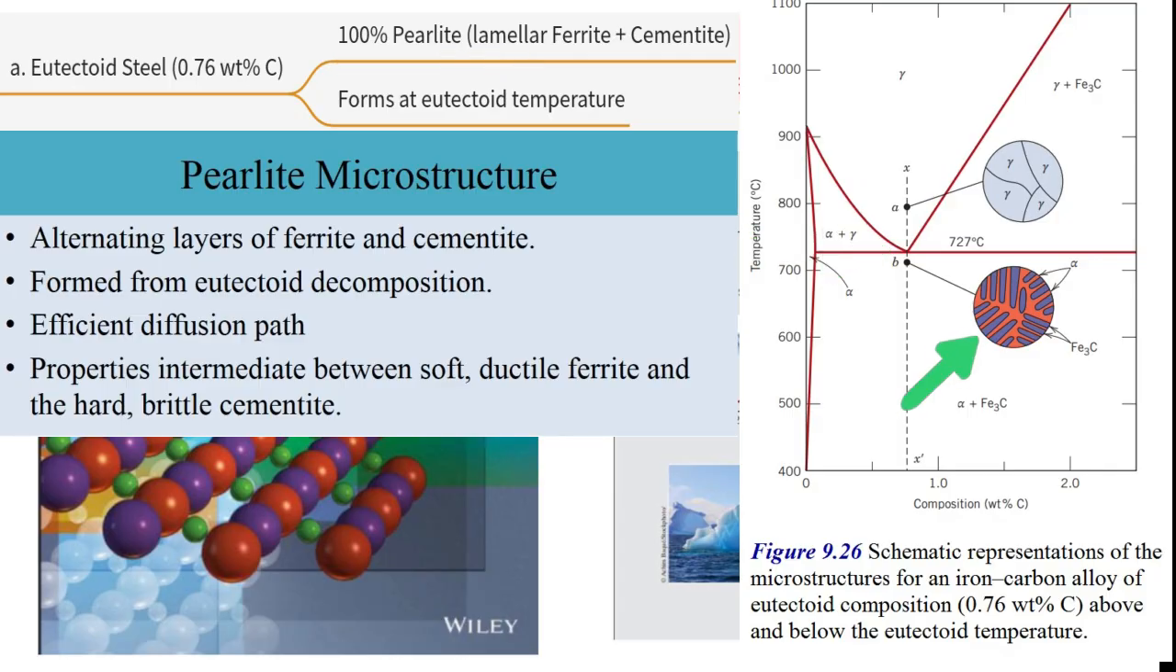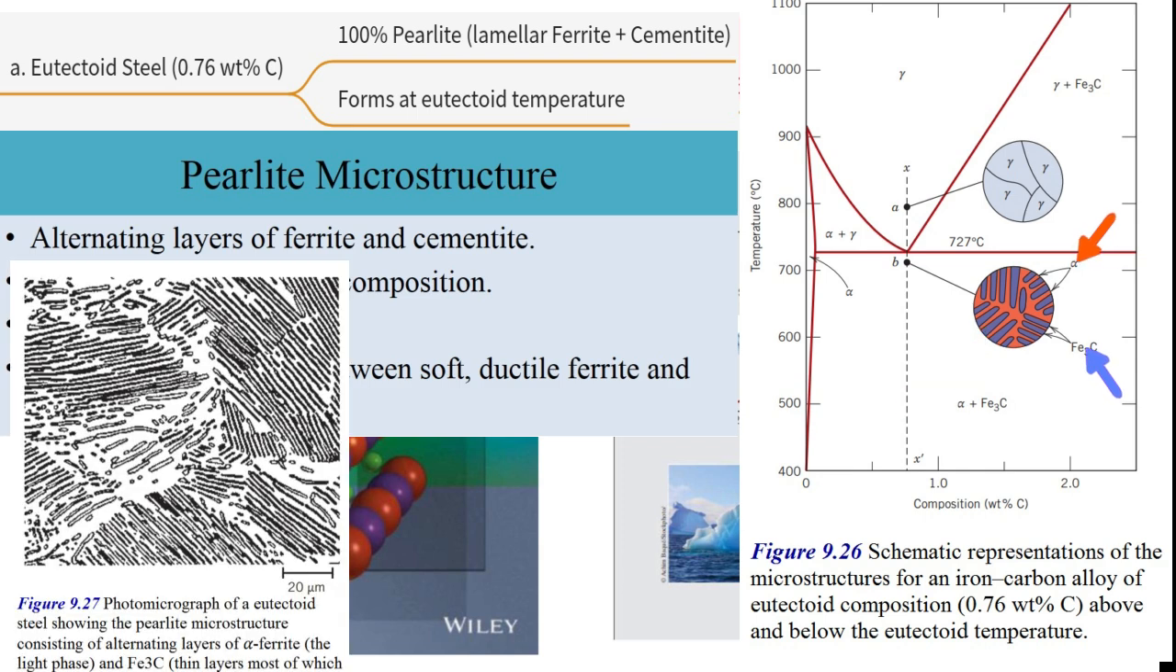Pearlite, layered. What does that look like? Imagine alternating thin plates or sheets, lamellae, of the two phases, ferrite and cementite. If you look at pearlite under a microscope, like in the micrograph in figure 9.27, you see these distinct stripes or layers. Like a fingerprint pattern. Yeah, kind of.